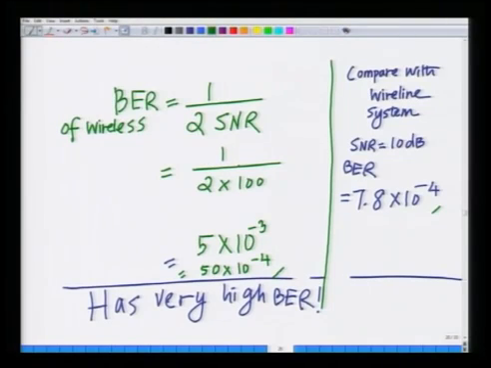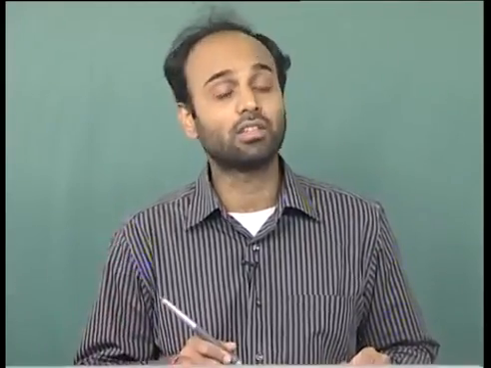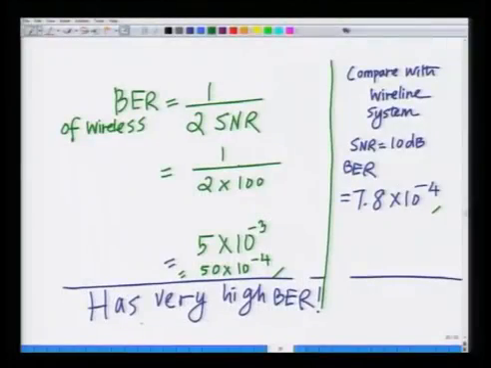That is, look at this, in a wireless system I am using an SNR of 20 dB, that is 10 dB higher than the wired system, or in other words 10 times the SNR of a wired system, but in spite of that the bit error rate is almost 5 times that of the wired system, which means I am using 10 times the higher power, but the bit error rate is still more than 5 times what it is in a wired system, which means the wireless system has a very high bit error rate.